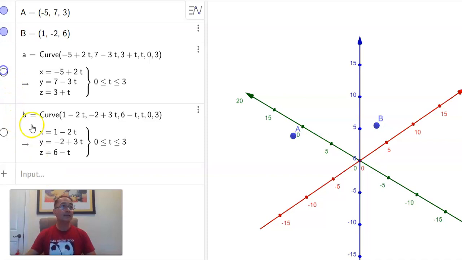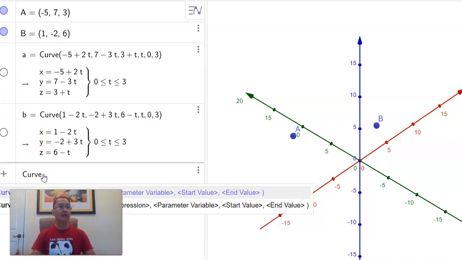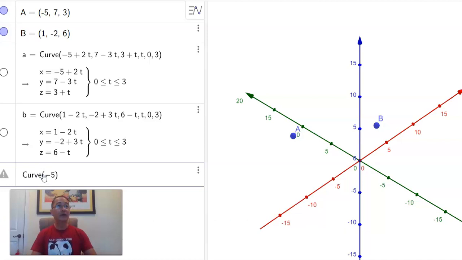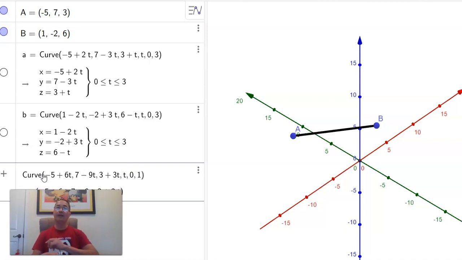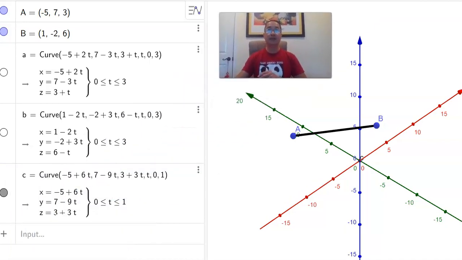Okay, so I'm going to hide this and let's do curve. So minus 5, and instead of plus 2t, I'm going to multiply the 3 back in. So 6t, and then 7 minus 9t, and then 3 plus 3t. Okay, so this time t is going from 0 to 1. There it is. So that's exactly the same line segment from point A to point B.